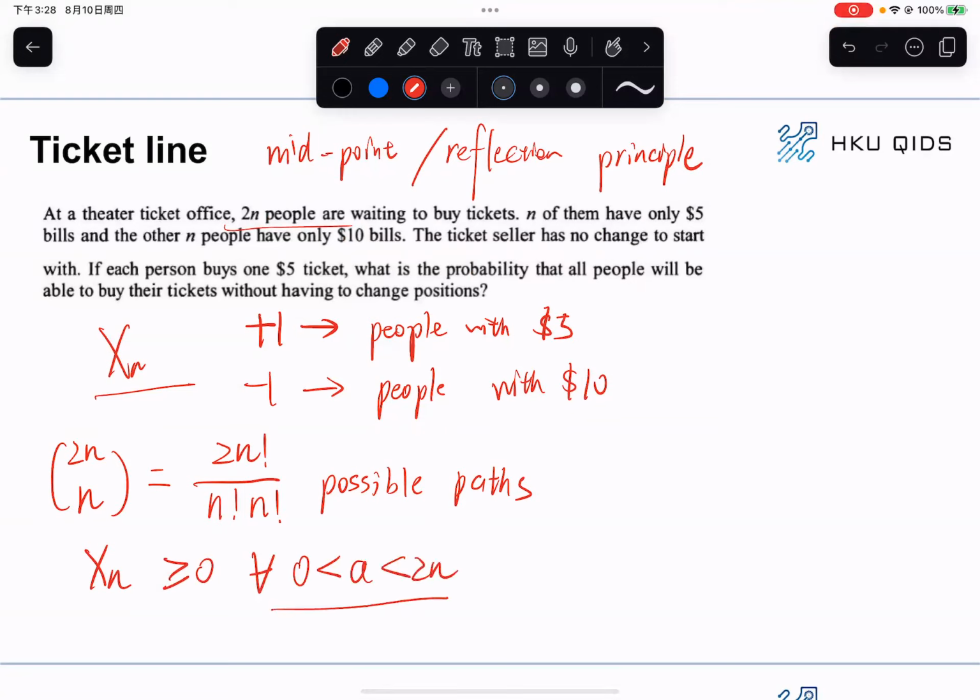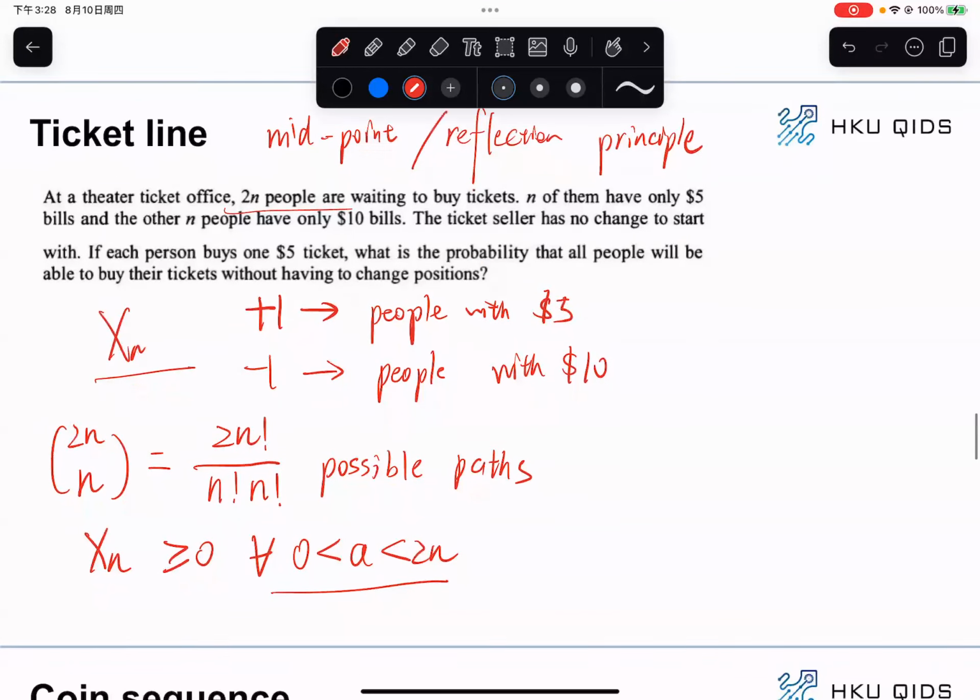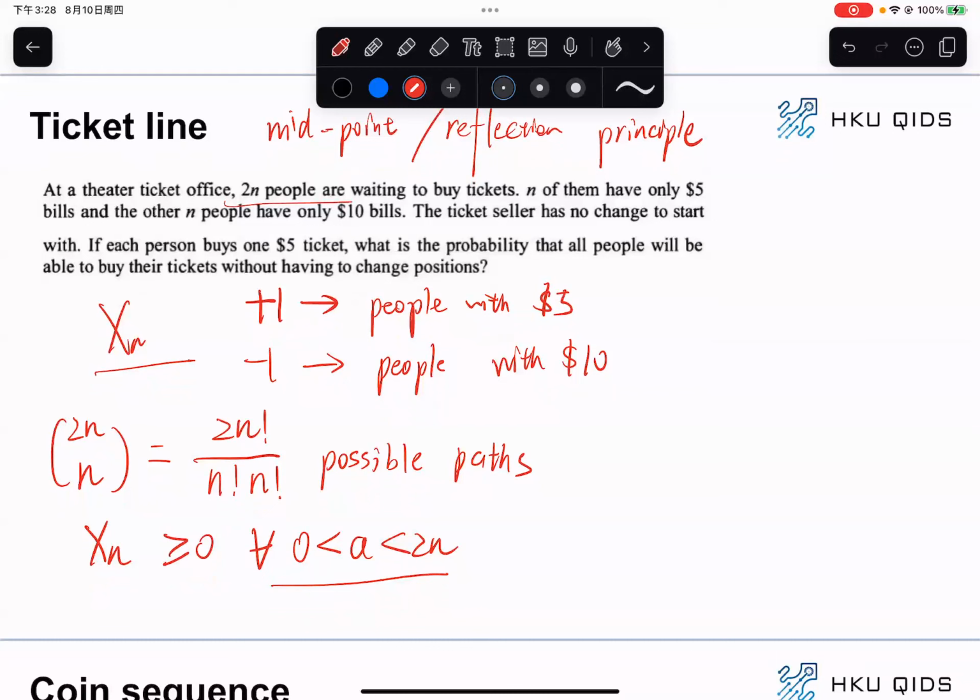So during this whole process, okay? And how can we make sure that happens? The thing is that we just need to exclude the probability that X_k is going to reach smaller than 0. So how could that happen? So let's denote this as X_k, okay? And it is going to start from 0.